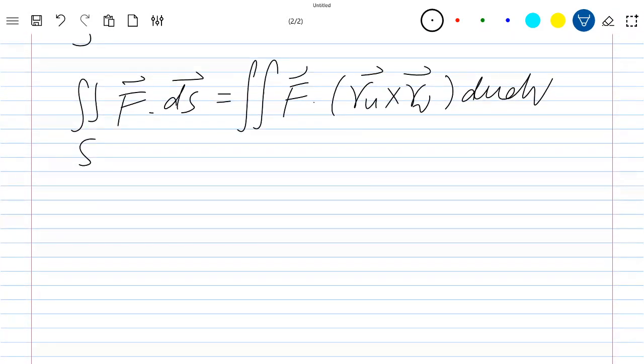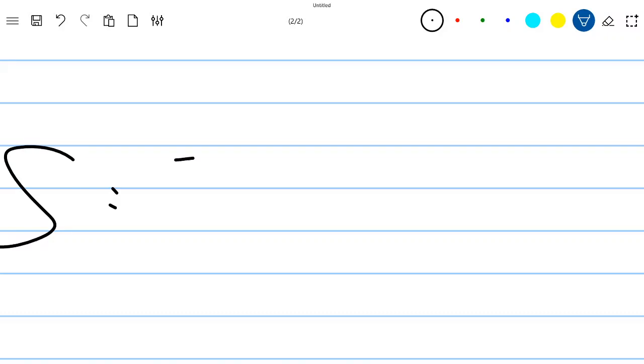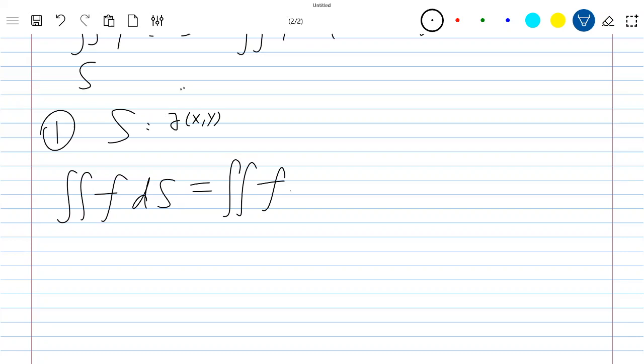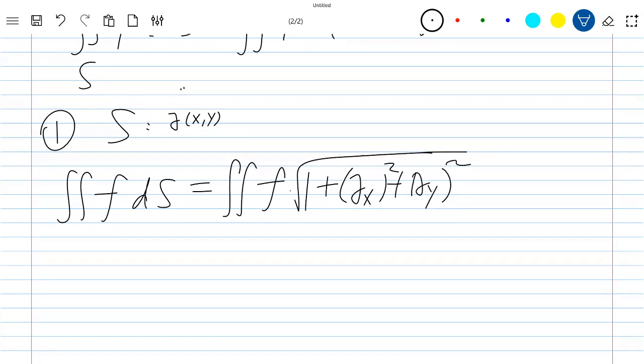So we only need to consider three special cases. First, the surface is given by z as a function of x and y. Then the two integrals can be written in this simple way. So you can just write down this as f times the square root of 1 plus z_x squared plus z_y squared. Here z_x, z_y means the derivative, like that.